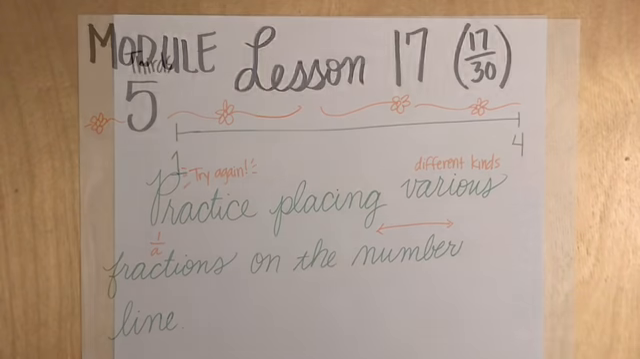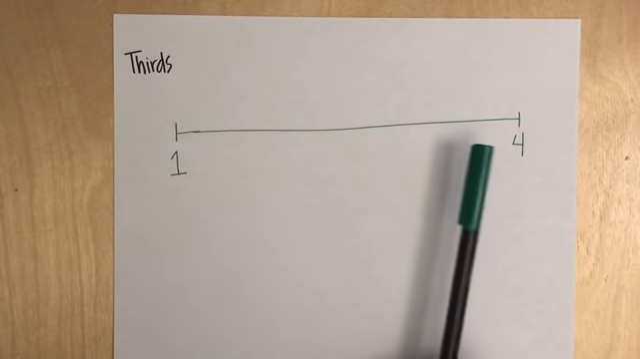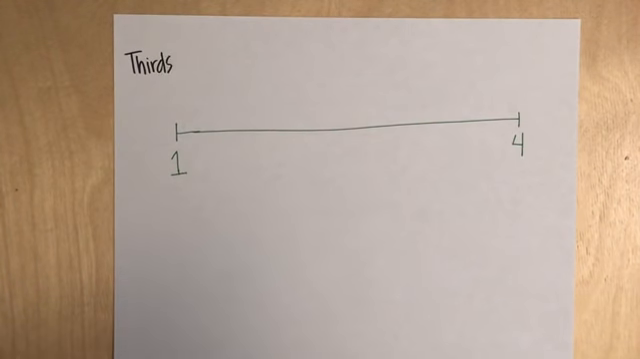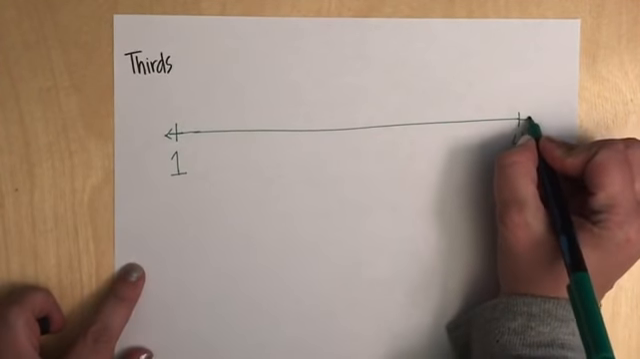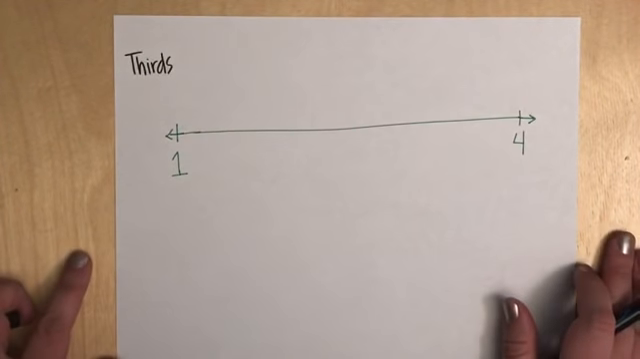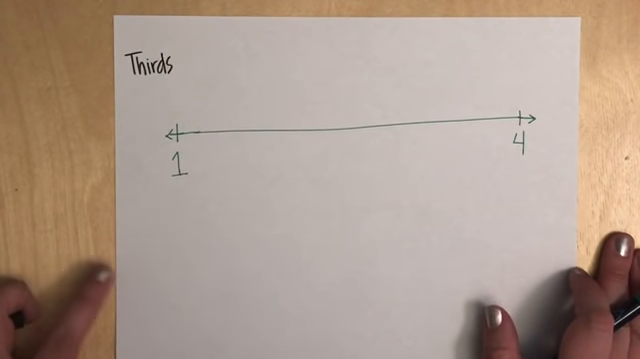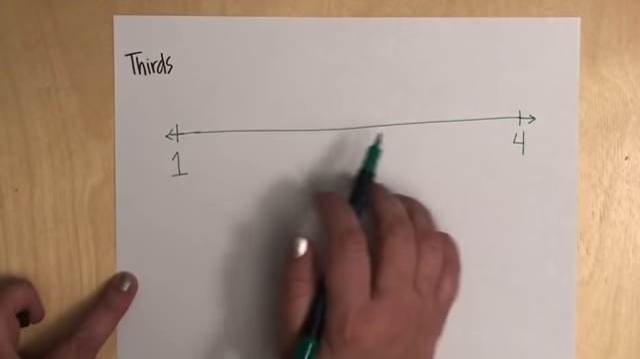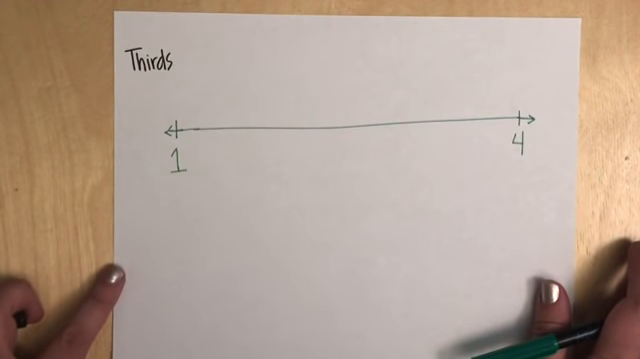Let's get started. On your notes, we're going to review what we learned yesterday. I'd like you to draw a number line from 1 to 4. And let's actually remember to put our little arrows to show that it still goes on and on forever and ever both ways. And I'd like you guys to divide it into thirds. So don't forget to put your whole numbers, and then you're going to divide each of your wholes into thirds. Go ahead and do that. Press pause and press play when you're done.